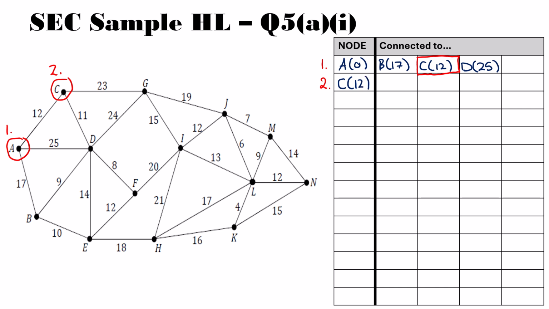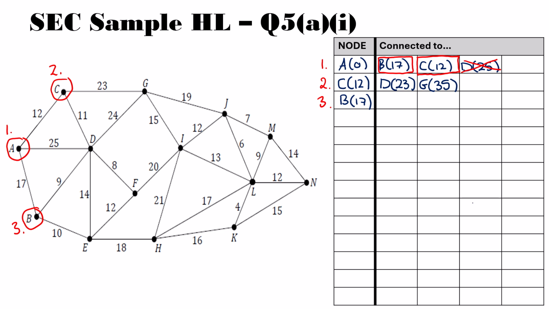So C is then connected to D, which is 23 total, or G, which is 35. We now have a duplicate for D, so we're going to get rid of the bigger value. And our next smallest working node is going to be B, and we lock that in as node 3. So we get B, which is 17, and that's node 3.